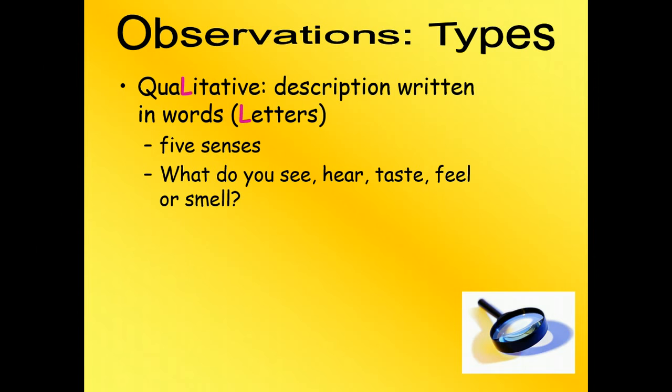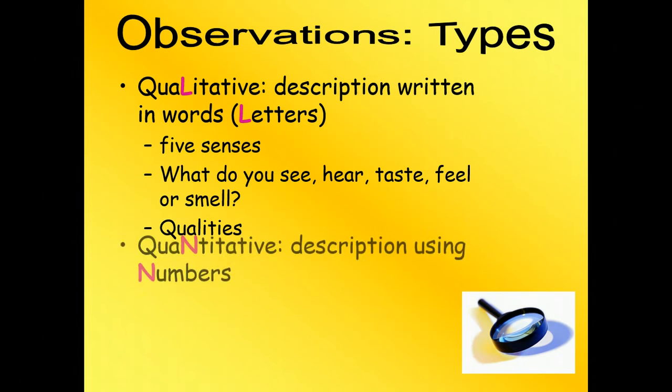Ask yourself the question, what do you see, what do you hear, what do you taste, what does something feel like, or how does it smell? You're describing the qualities of the event or the object or the experimental result. So if you notice a color change, the liquid went from green to red, that's a qualitative observation.